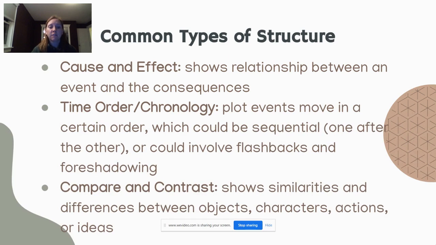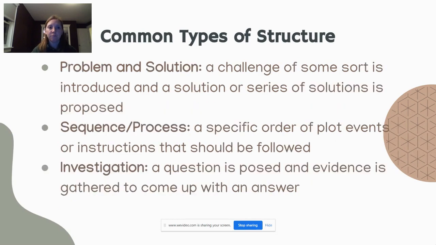Compare and contrast. This shows similarities and differences between objects, characters, actions, or ideas. So again, you're just comparing or contrasting, showing similarities and differences in some way in the writing. Problem and solution. This means there's a challenge of some sort or an obstacle that's introduced, and then a solution or a series of solutions is proposed to that problem.